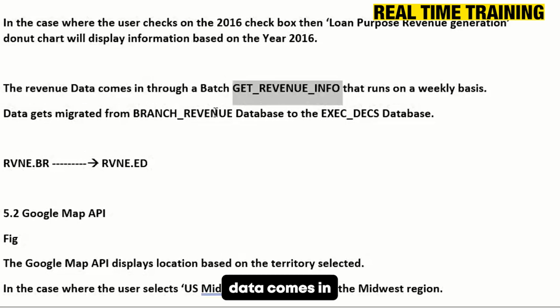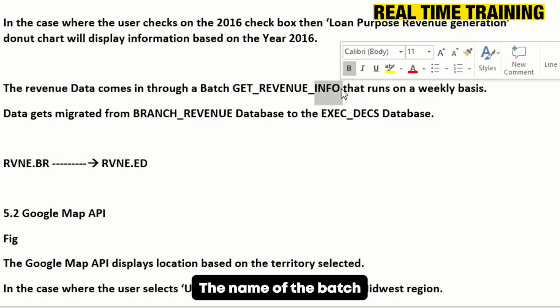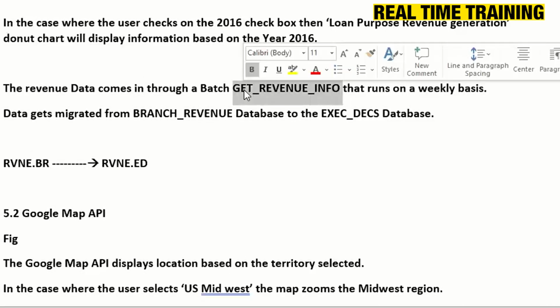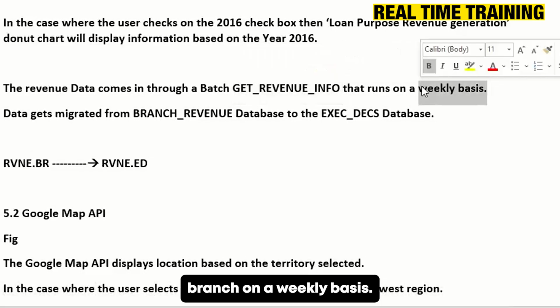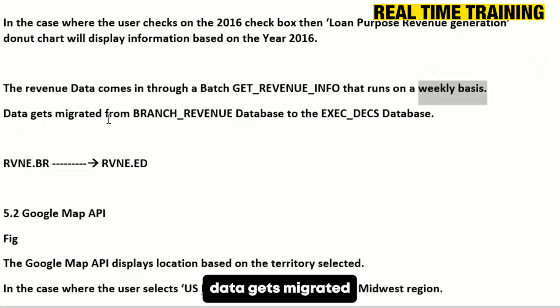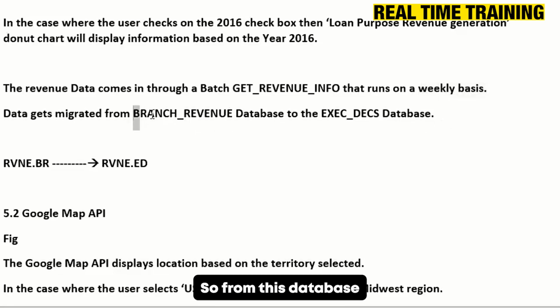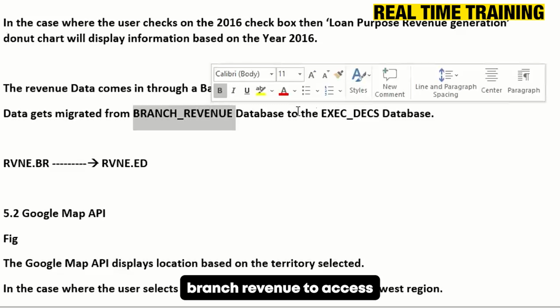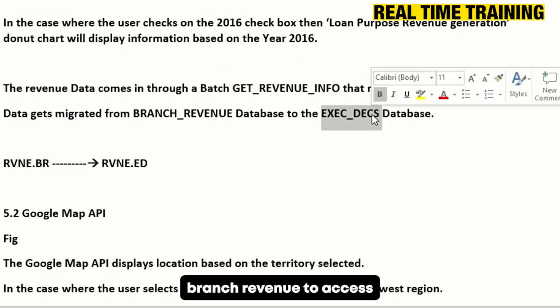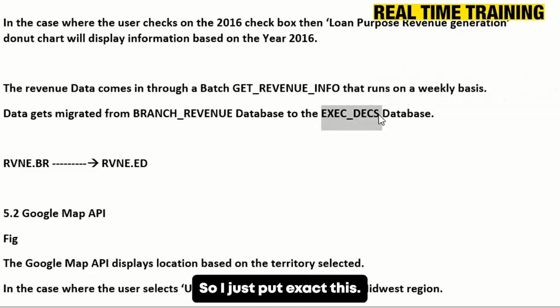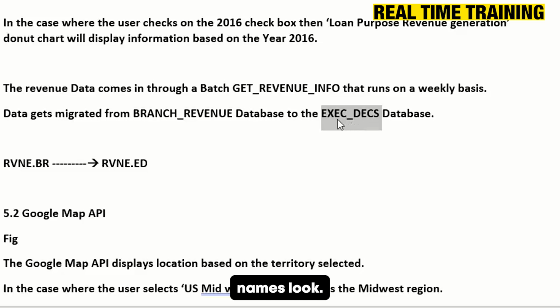So the revenue data comes in through a batch process. The name of the batch process is get revenue info. I just said it runs on a weekly basis; it could run on a daily basis or an hourly basis also. Data gets migrated from the branch revenue database to the executive decision database. So I just put exec decision. That's how the names will be. This will give you some familiarity with how the database names look.